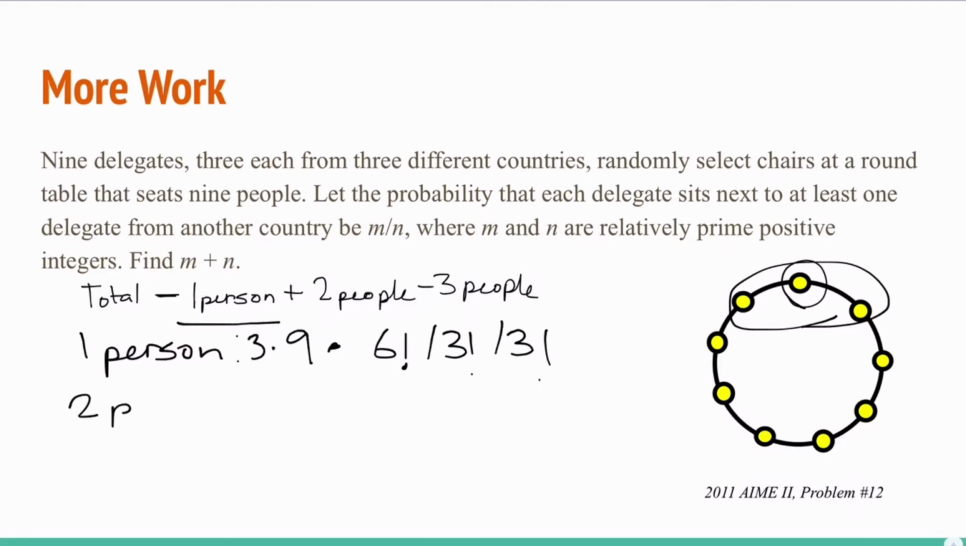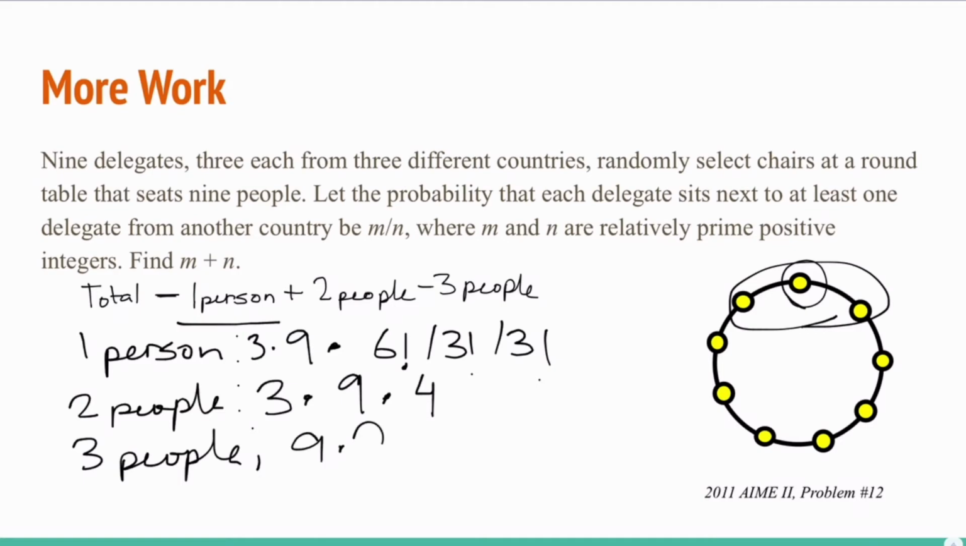For 2 people, there are 3 ways to choose the group that is still correct, and 9 ways to seat the first group, and 4 ways to seat the next group, and that's it. And for the last one, 3 people, there's only 9 times 2 ways. Since there's 9 ways to put the first group, then you can either put the second group here or here.